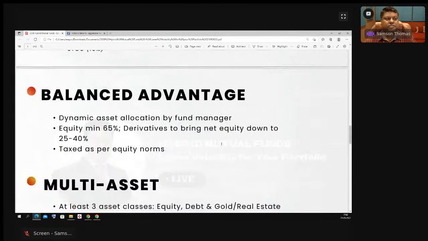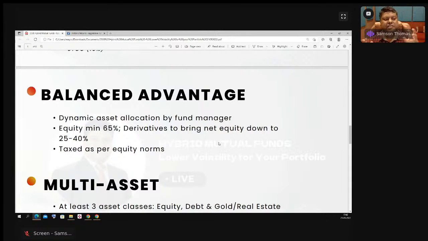Okay. So then we have something called balanced advantage. This is a dynamic asset allocation. Balanced advantage meaning the fund manager has total freedom to move from 65% to even bring down the equity to 25%. But it will not be by selling all the equity. It will not be by selling the shares, but rather it will be through hedge positions. So they will take counter positions in the derivative market. The equity, they will keep 65%, minimum 65%, but they will keep counter positions in the derivative market, by which they will bring down the net equity exposure to 25 to 40%.